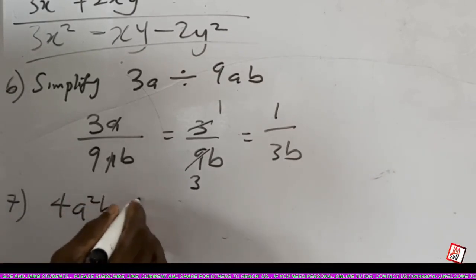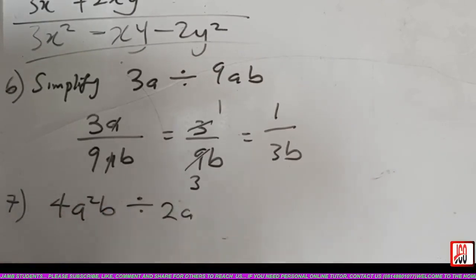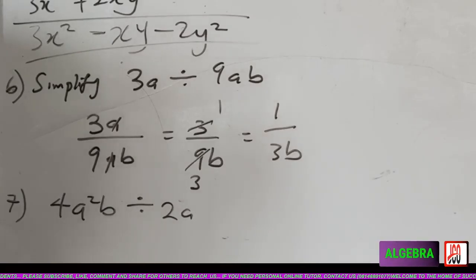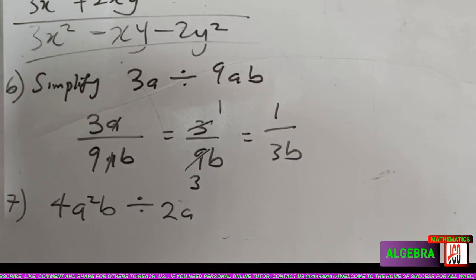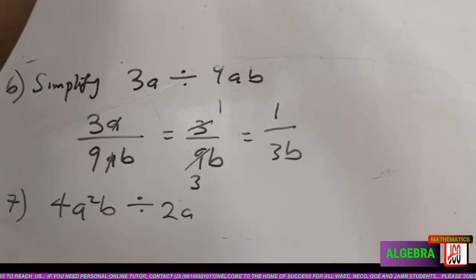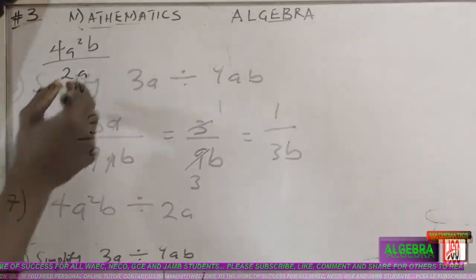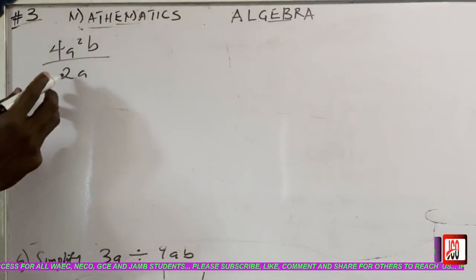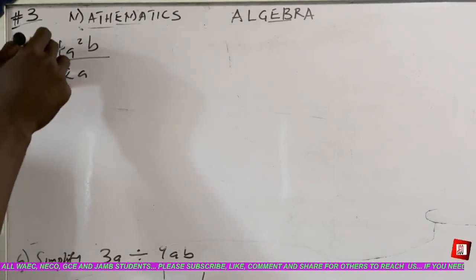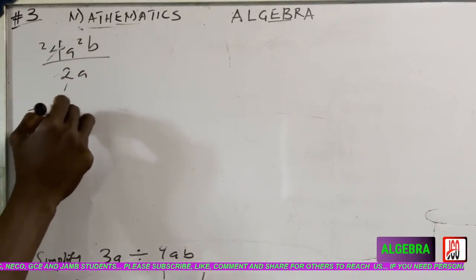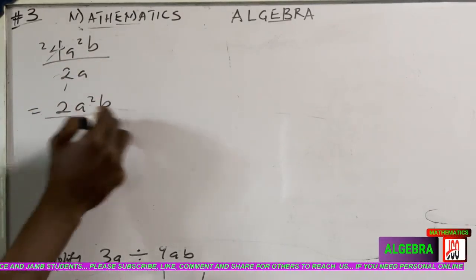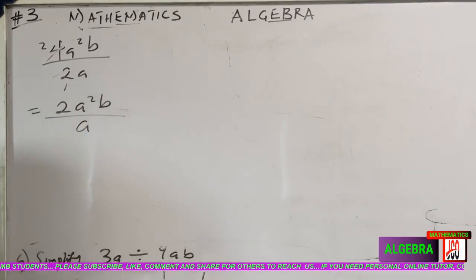4a square b divided by 2a. How do we work that out? 4a square b over 2a. Now, if you notice here, 2 can divide the 4, gives me 2. I'm left with 2a square b over 1a, which is a.